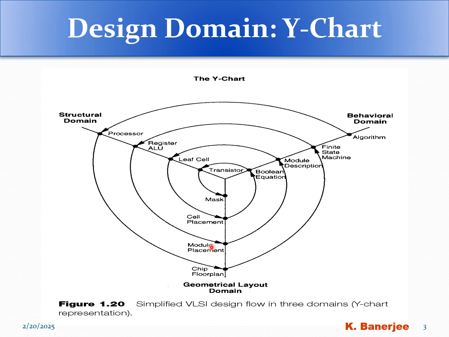The last domain is the geometric layout domain or physical domain, and this domain deals with the actual geometry of the circuit and describes the shape, size and location of the components. Here we have mask, cell placement, module placement, chip floor plan, etc. In this domain, the level of abstraction goes from mask, to cell placement, next module placement.